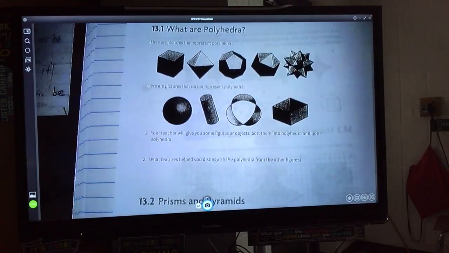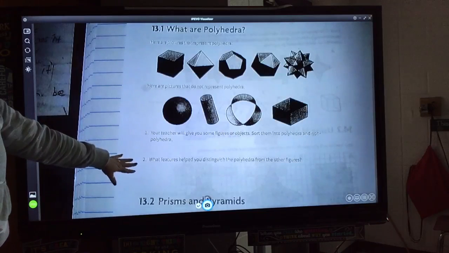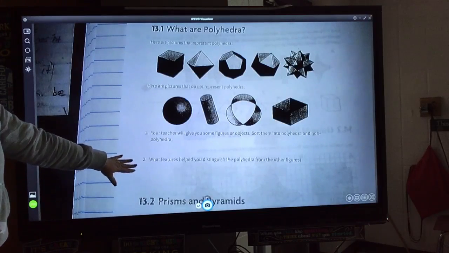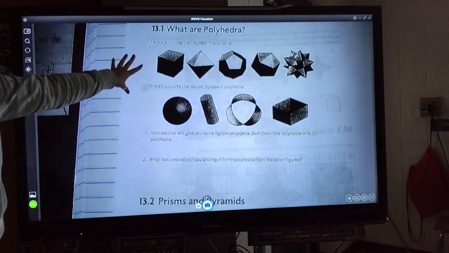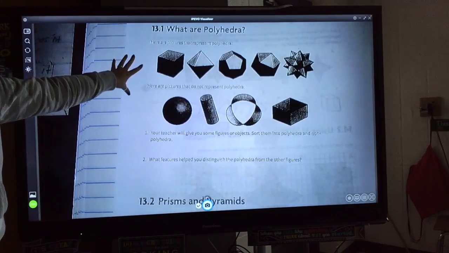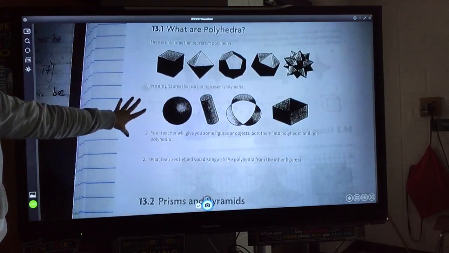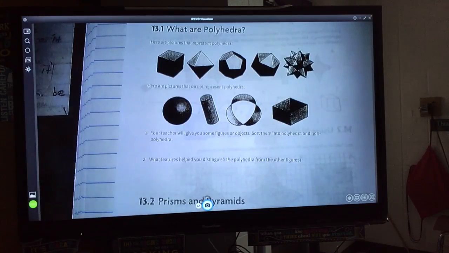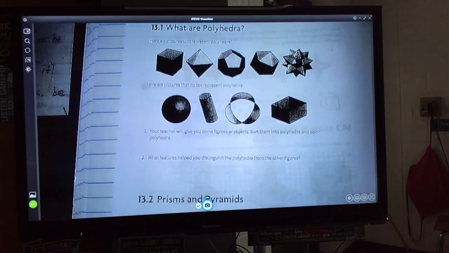So what you're doing independently is you're looking at these shapes compared to these shapes. And you're answering number 2. It says, what features help you distinguish the polyhedra from the other figures? So looking at these, what helps you distinguish that these are polyhedra compared to these? Okay, I'm going to give you 2 minutes. You're going to write down whatever you can think of right down here under number 2. All right, go ahead.